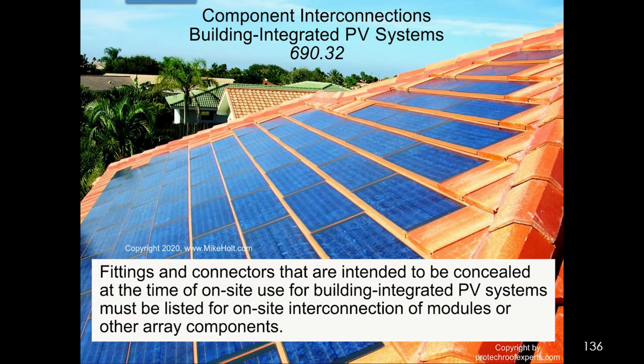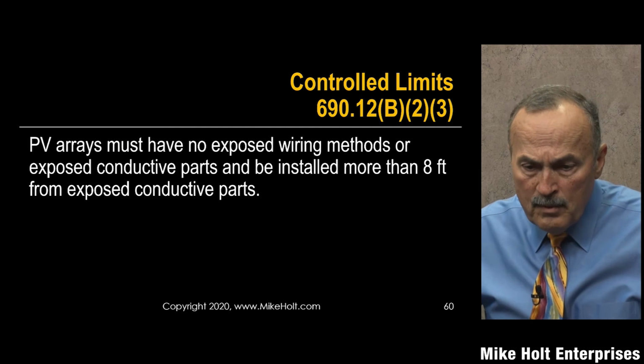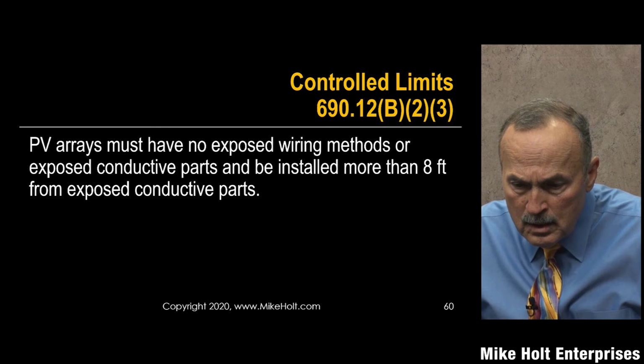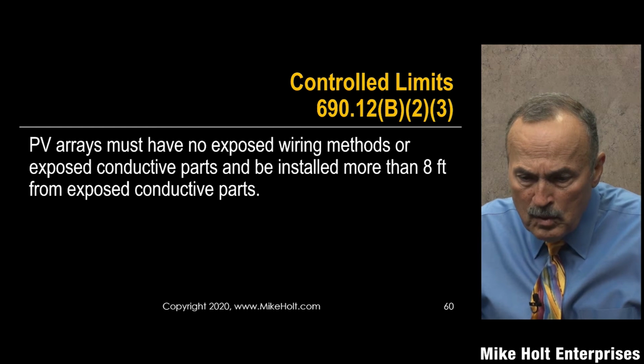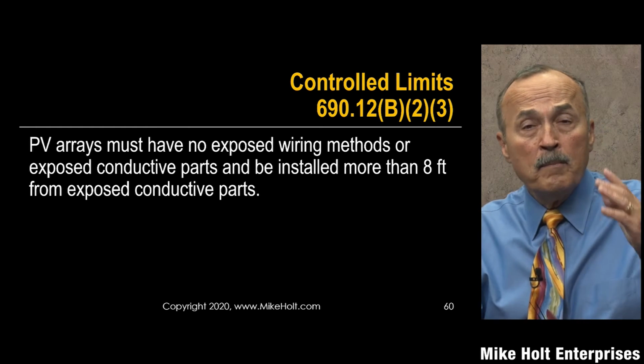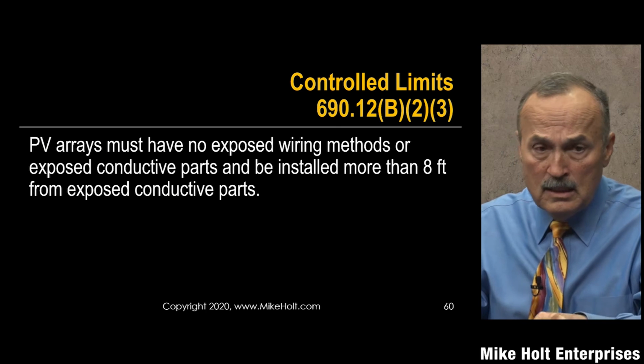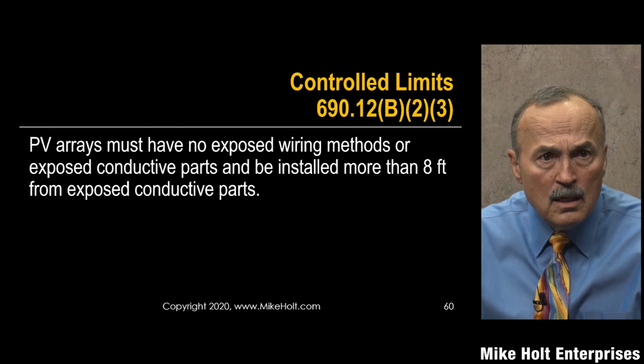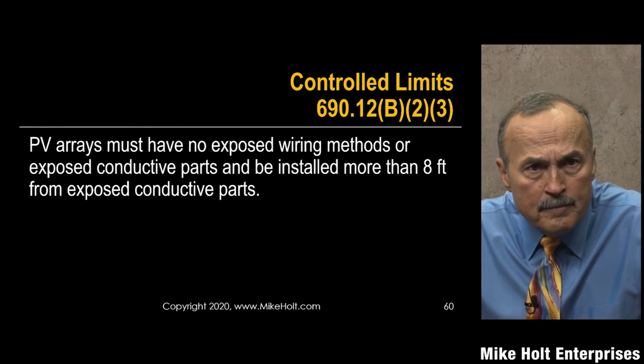Right. So now, let's go back over to my slide. And then, Bill, say, PV arrays must have no exposed wiring methods or exposed conductive parts and be installed more than 8 feet from exposed conductors. Okay, I still don't understand this. Now I know what a building integrated system is. I know what this is, and I don't understand. What are you trying to tell me? This is basically saying it's less hazardous inherently because it doesn't have any metal parts, it doesn't have wires that you can touch, and you're far enough away that even if you touched a wire, you're a bird on a wire at that point.